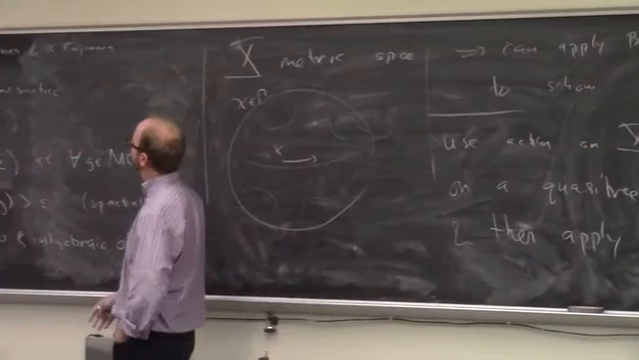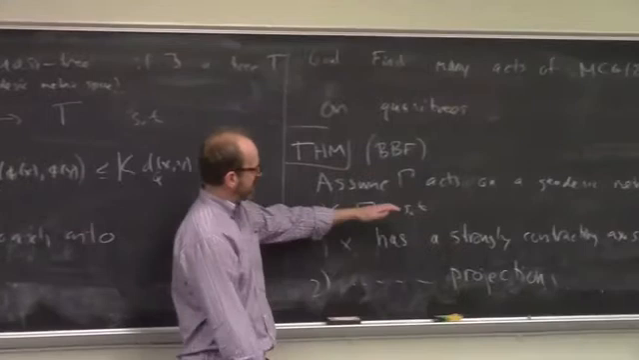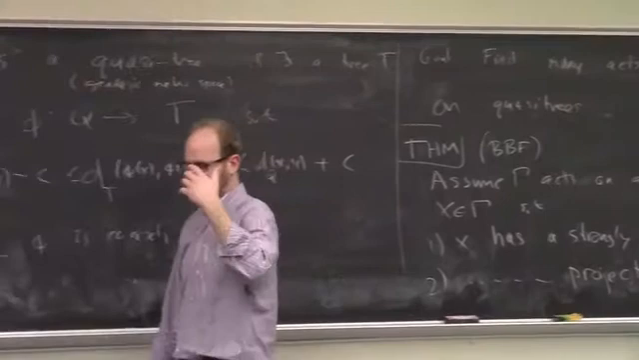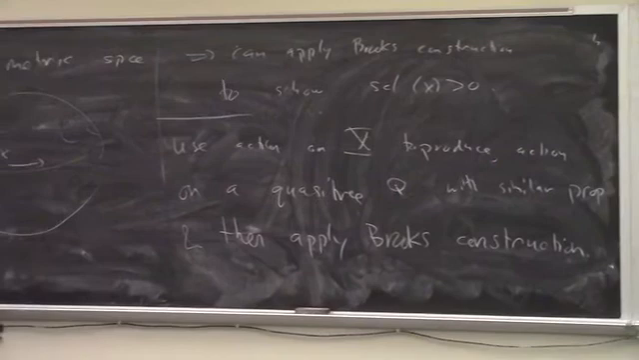This machinery that we built is designed exactly to do that. It takes some action on a metric space and it produces an action on a quasi-tree. And here we have these actions of the mapping class group on things like Teichmüller space and on the curve complex, and they satisfy this property, and we can use that to produce these actions on quasi-trees, and that's what that produces. Okay, I'll stop.